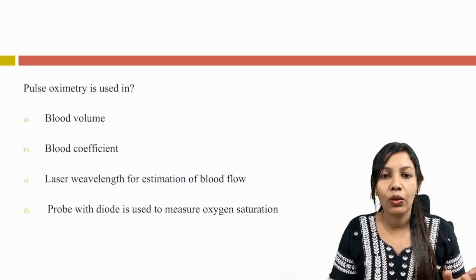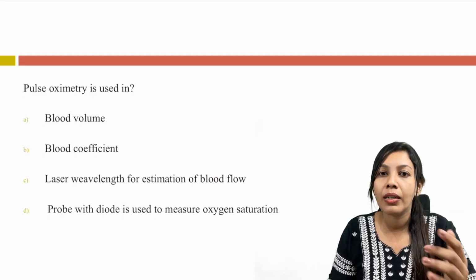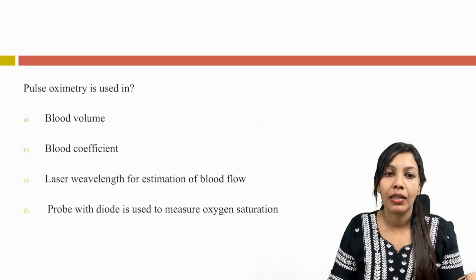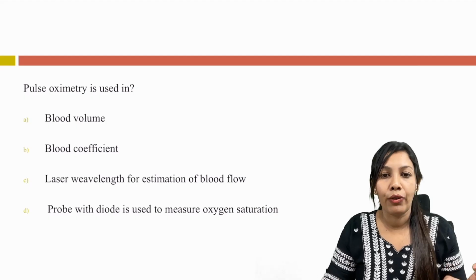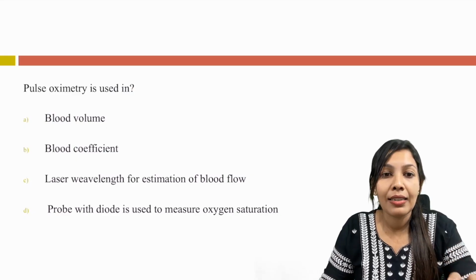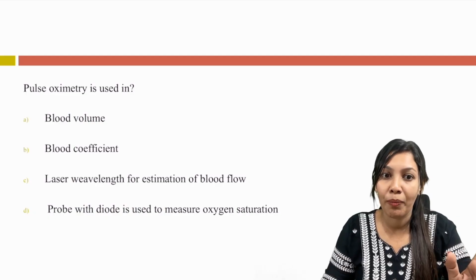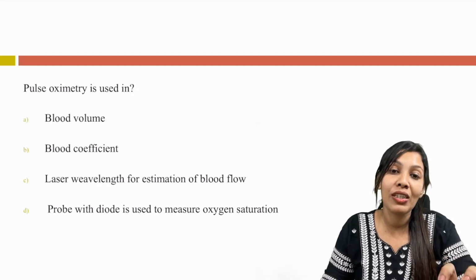Pulp oximetry, we know that it is used to indicate the blood flow. It is not the blood volume, not the blood coefficient, blood flow with the help of a laser. So the answer is laser wavelength for estimation of blood flow. Sorry, the answer is probe with diode, it is not laser. Laser was in the first case, laser Doppler flowmeter. Here we use a probe with diode to measure the oxygen saturation.